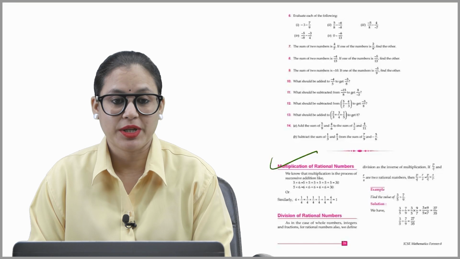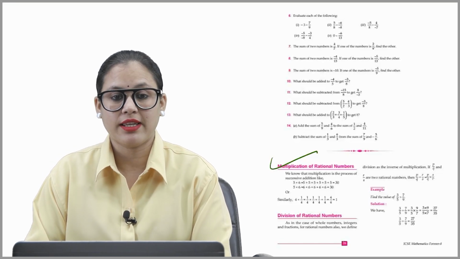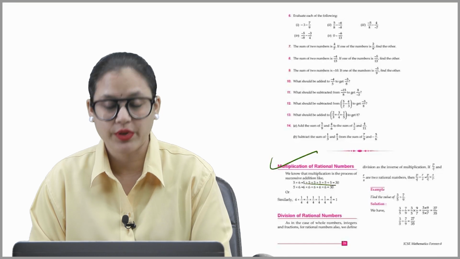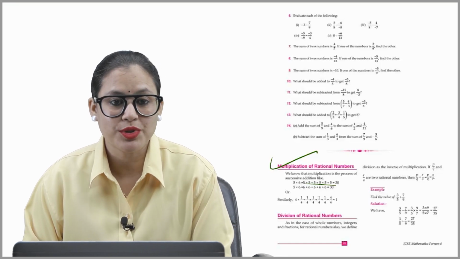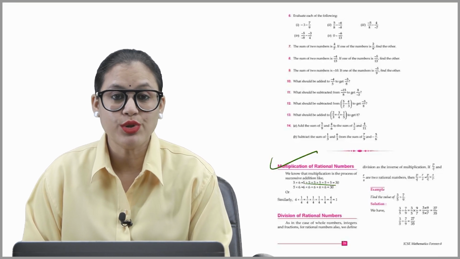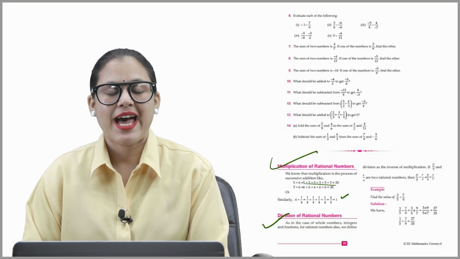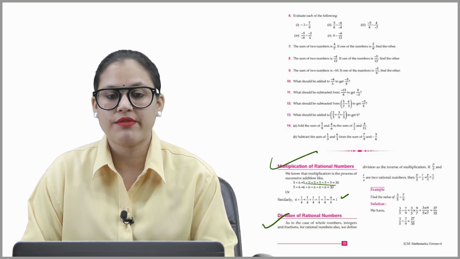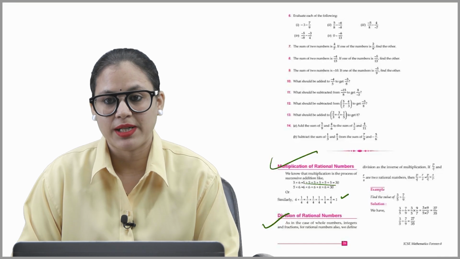Multiplication of rational numbers. We know that multiplication is a process of successive addition, as given in this example, or similarly 4 into 1 by 4 is equal to 1 by 4 plus 1 by 4 plus 1 by 4 plus 1 by 4 is equal to 4 by 4 is equal to 1. Division of rational numbers. As in case of whole numbers, integers and fractions, for rational numbers also we define division as the inverse of multiplication.